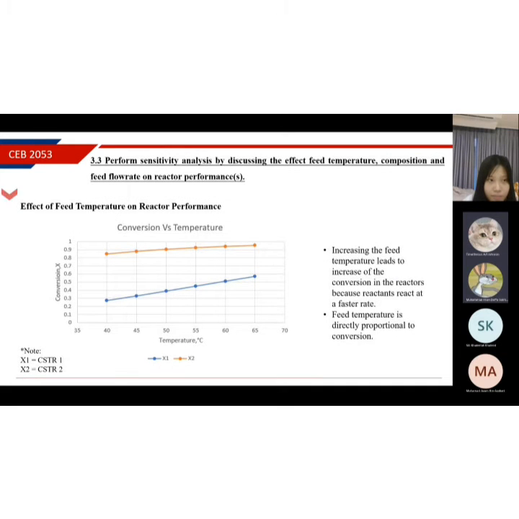Thank you, Timo. I'm going to talk about the effect of feed temperature, feed composition, and feed flow rate on the reactor's performance. So the first is the effect of feed temperature. As we can see in the graph, if we increase the feed temperature, we also increase the conversion. This is because the high temperature creates high kinetic energy in the molecules, therefore increasing the chance of effective collision. So we can say that the feed temperature is directly proportional to the conversion. And also, due to the exothermic reaction, the temperature also increases along the reactor.